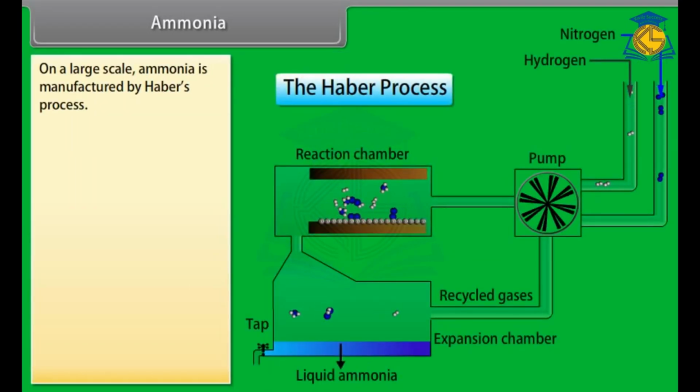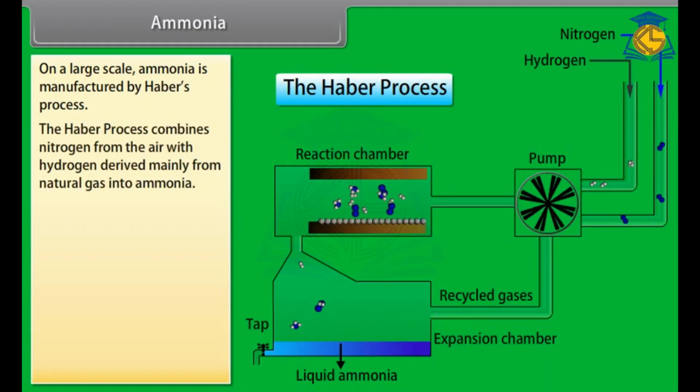On a large scale, ammonia is manufactured by Haber's process. The Haber's process combines nitrogen from the air with hydrogen derived mainly from natural gas into ammonia.